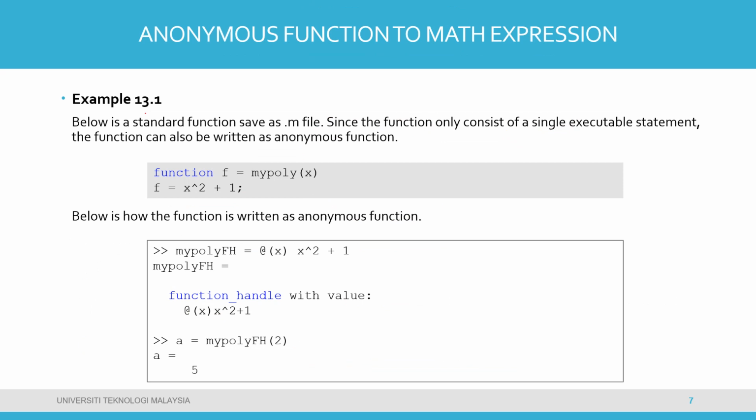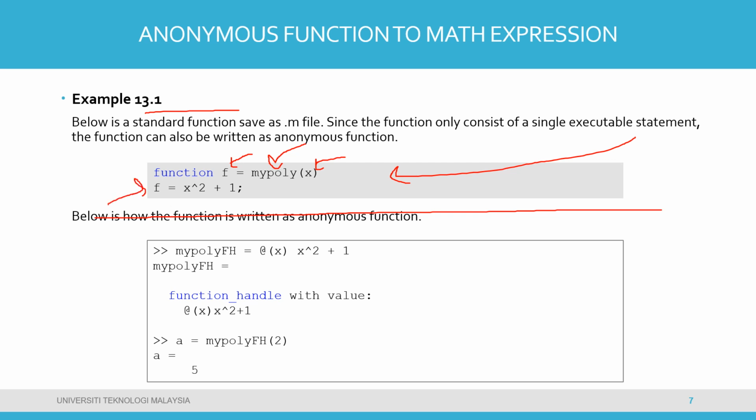So you can try example 13.1. So remember, just to recall back how to write a function. Okay, this is normally how you write a function. Okay, you write function f, which is the output here. This is the input. This is the name of the function, and this is the function itself. So, and you save it in M file. That is how you write a normal function. Okay, standard function. So basically this is from previous chapter.